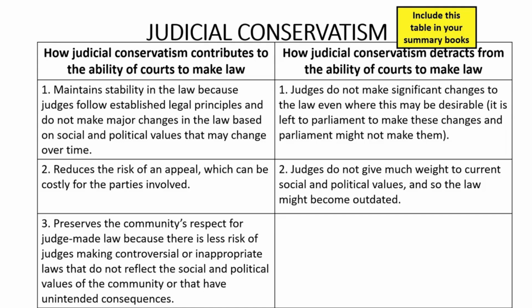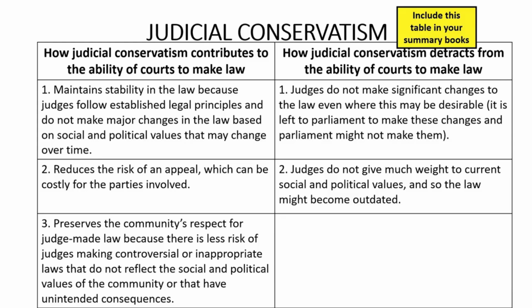And the third way in which judicial conservatism contributes to the ability of the courts to make law is that there is less risk of a judicially conservative judge making controversial or inappropriate laws that don't reflect the social and political values of the community or that have unintended consequences. This means that it is more likely that the community will continue to respect judge-made law.